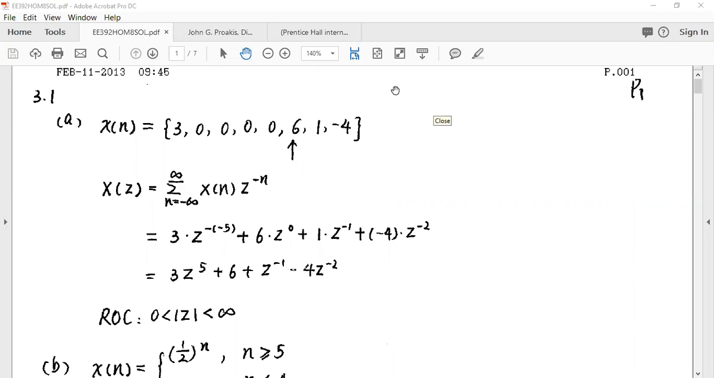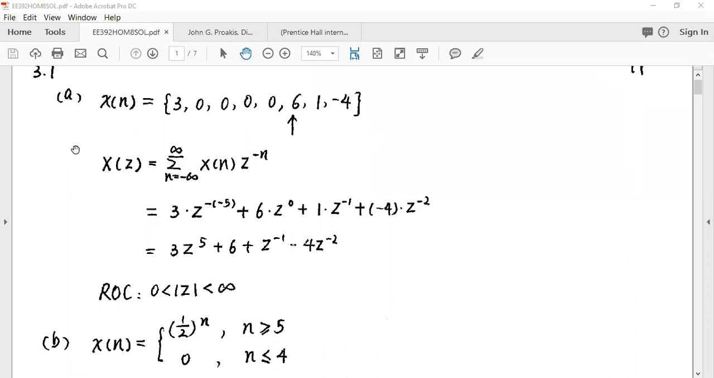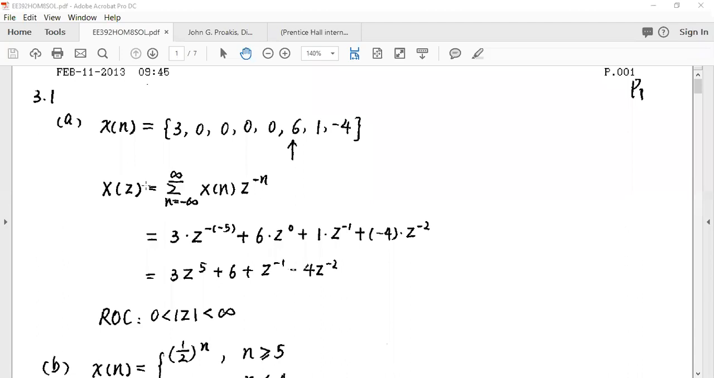So let's start. Question number 1, we need to find the Z transform of this particular sequence that is given, 3.1, A and B both. We have to find the Z transform of these signals. Either you can evaluate it using the Z transform definition, or you can directly Z transform it.